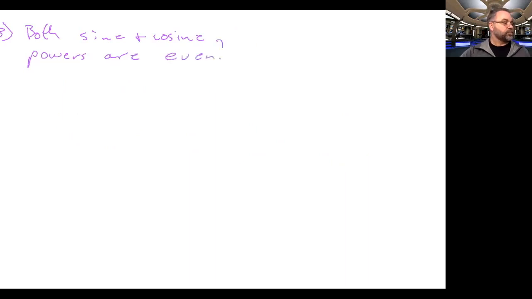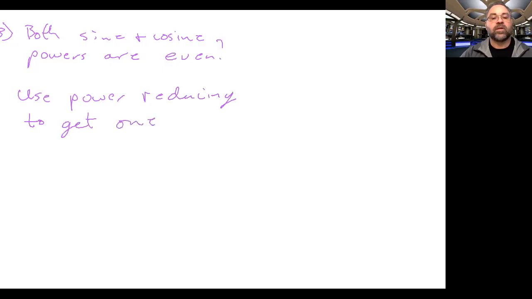What happens if both sine and cosine powers are even? Well, then you just use those power reducing formulas to get one of them to have an odd power. So we use power reducing formulas to get one with an odd power.